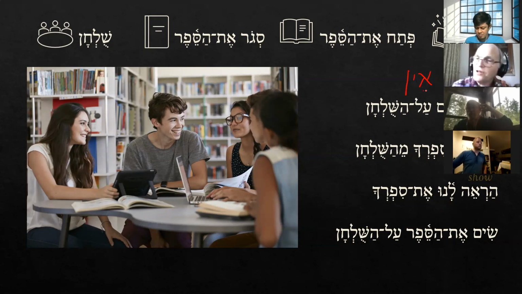Jason, is yesh from a more basic verb, or is it just a particle on its own? It's a particle on its own. Particle, yeah, okay. So, ein is spelled two ways. They pronounce the same? Ein is what you're going to say. Ein is like the idea of nothingness, the absolute form. You're not really going to use it; you're going to use ein. Okay, ein would be like nothingness itself.